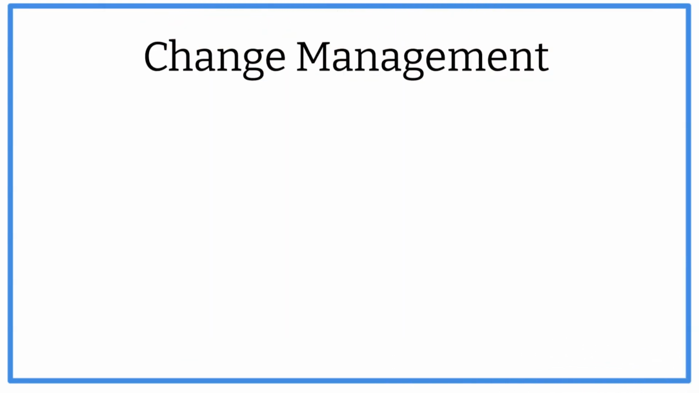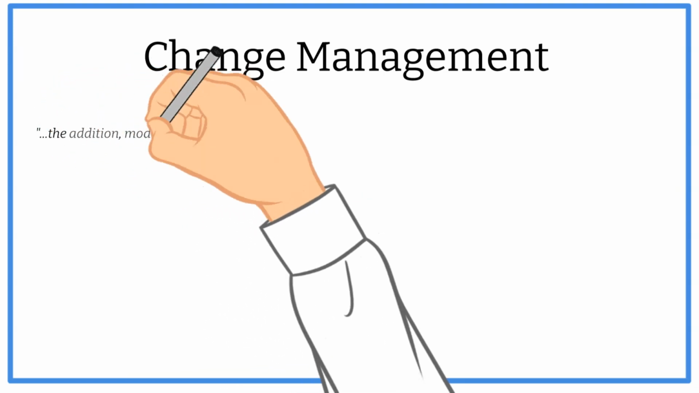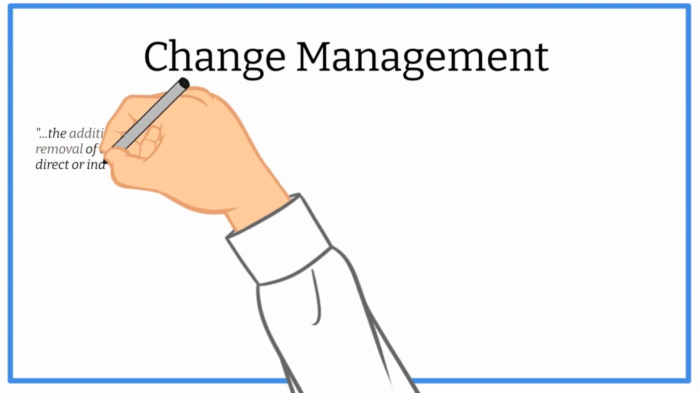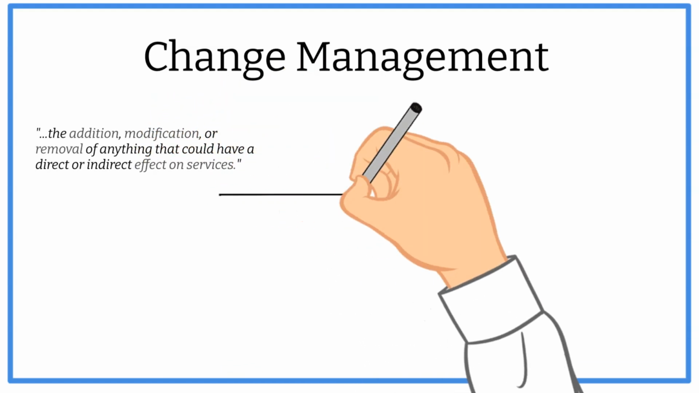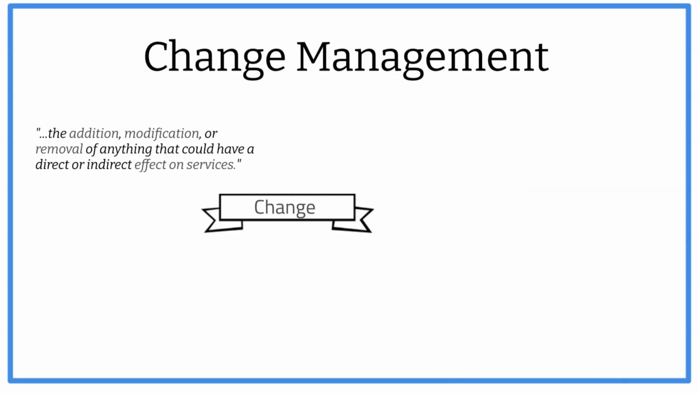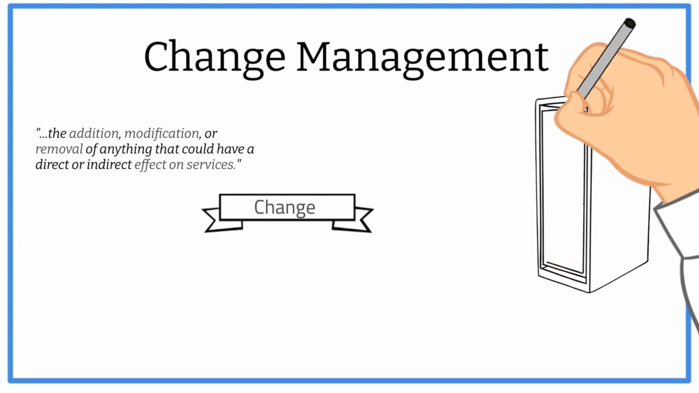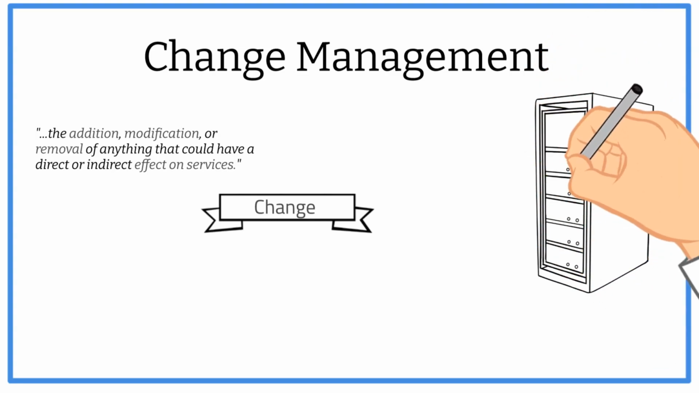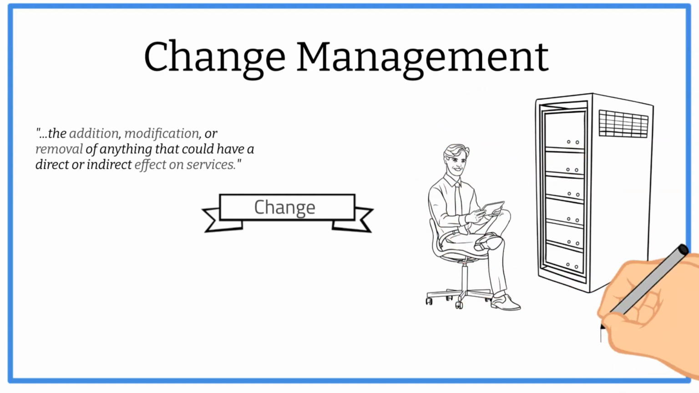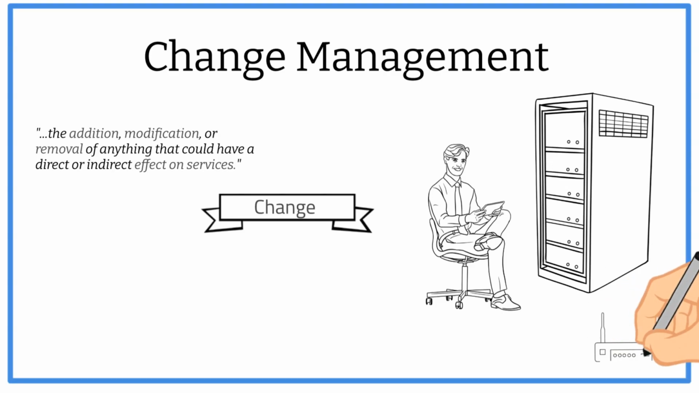Lastly, category 4 is called change management. ITIL defines a change as the addition, modification, or removal of anything that could have a direct or indirect effect on IT services. An example of when a change ticket would need to be created is if a network switch needed to be replaced. The network engineer tasked to perform this activity would need to create a change ticket to capture what would be changing and why it needs to change.